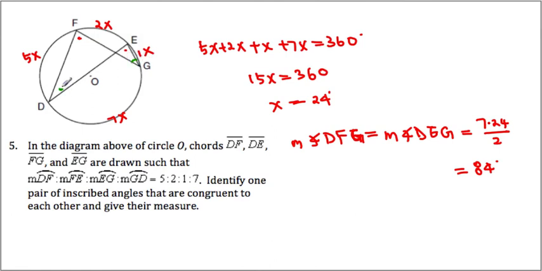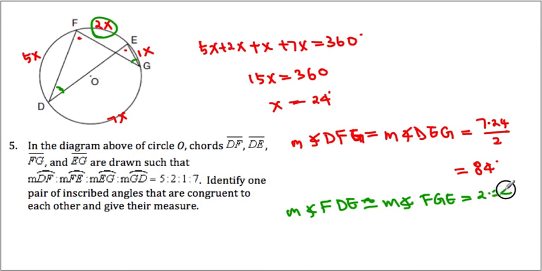Likewise, we could have done the same thing here, angle D and angle G. So the measure of angle FDE must be the same as the measure of angle FGE. Once again, it must be half of this arc, which is 2 times 24 divided by 2, which simply becomes 24 degrees. So we have two pairs, and if you just identify one of them, it would have been okay.